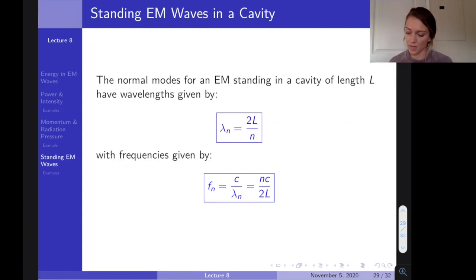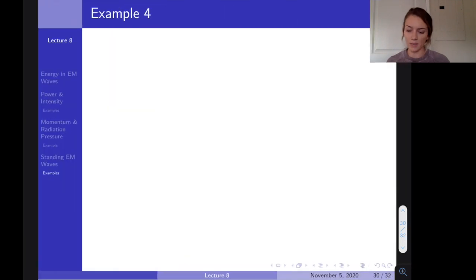So I just rewrote that here for you. Here we have a cavity of length L. These are our allowable wavelengths, and the frequencies associated with those wavelengths are just given by this here. So now let's do an example. For this example, let's find the intensity of a standing wave.